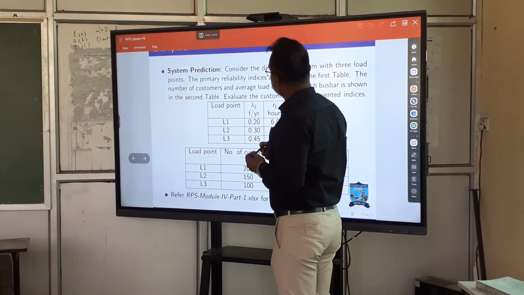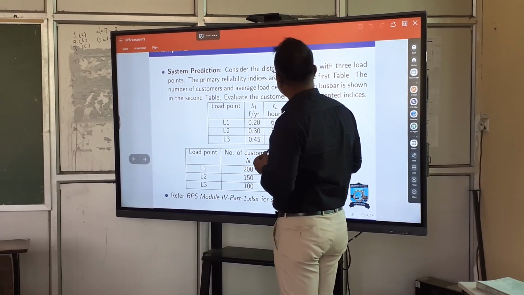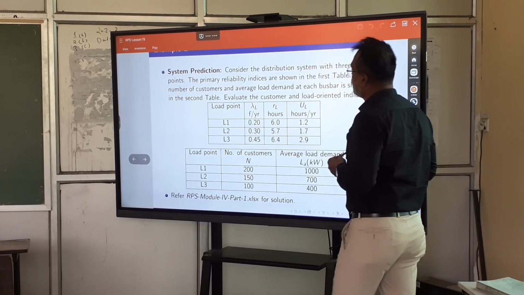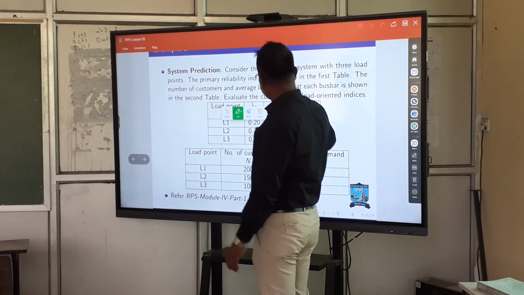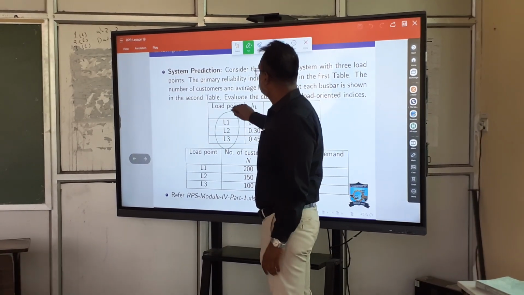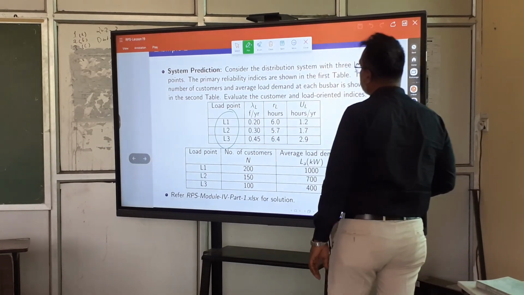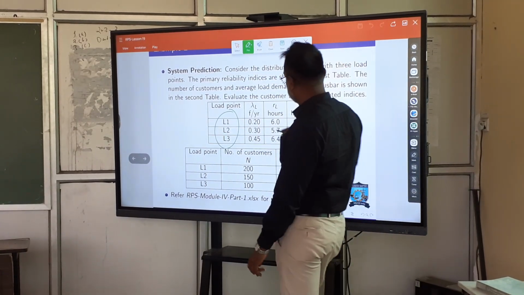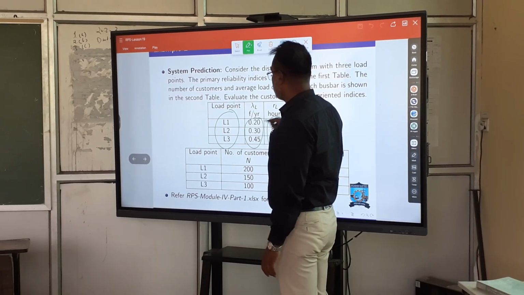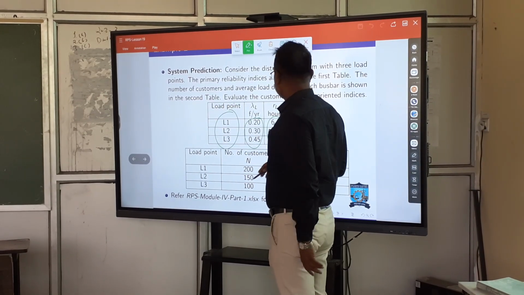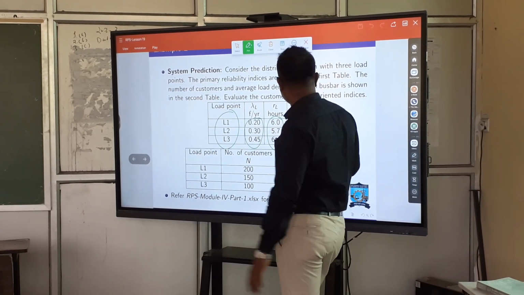Next part, system prediction. Consider the distribution system with three goal points. There are three goal points here. Primary gravity indices are shown in the first step. Allocate the repair, as we discussed, repair line or outer elevation.